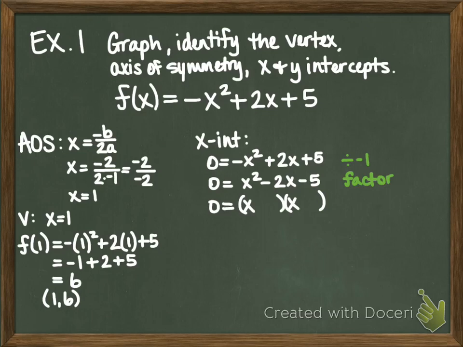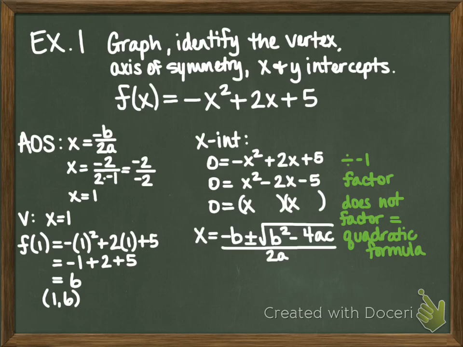Well, the only thing that multiplies to get 5 is 5 times 1, and there's no way that 5 times 1 or 5 plus 1 is going to get the negative 2 in the middle. So this one does not factor, and if a trinomial doesn't factor, then you have to use the quadratic formula.